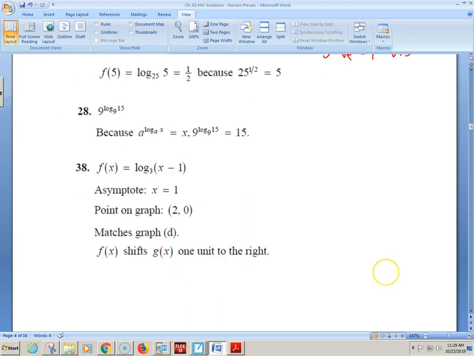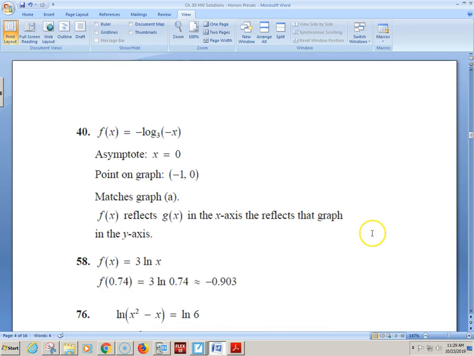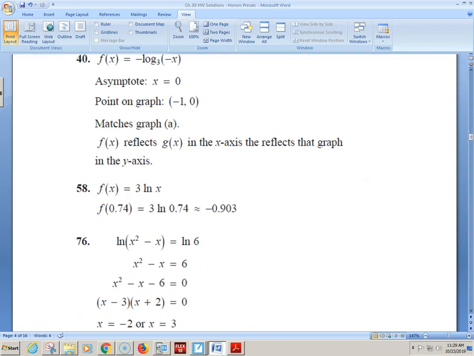We have some more evens though, right? 40 is another matching one. You get A. 50 is a plug and chug to your calculator. Negative 0.903. Oh, sorry, 58. Yeah, 58. Let's see, negative 0.903.